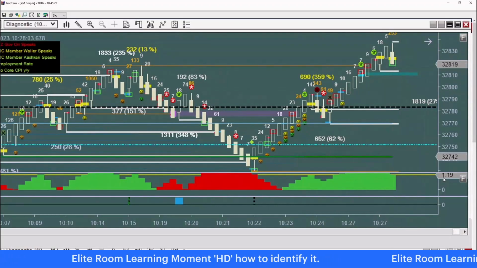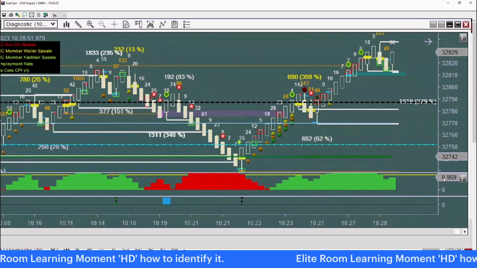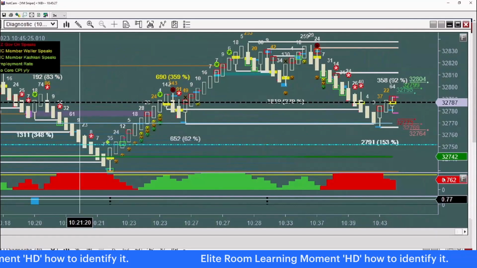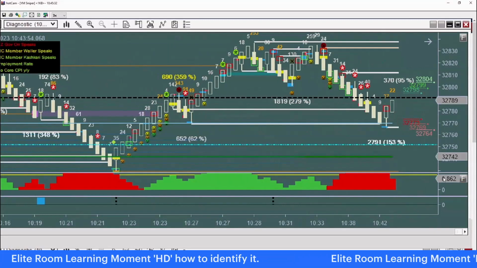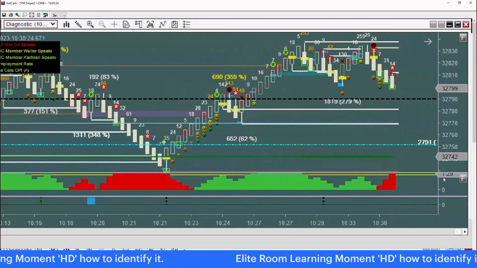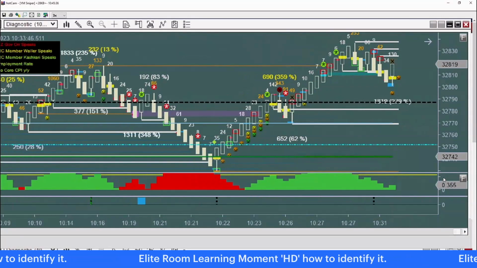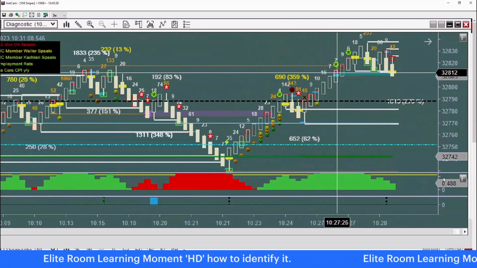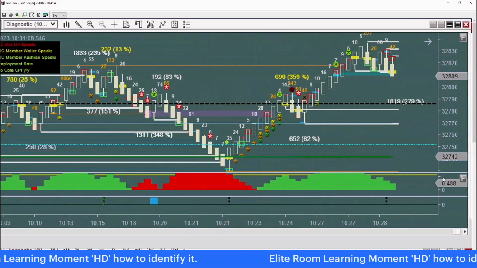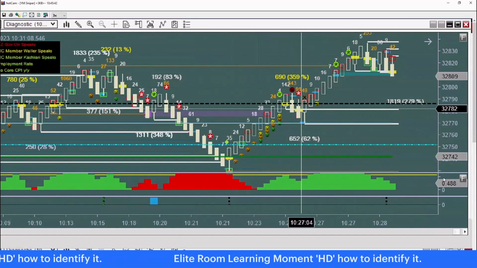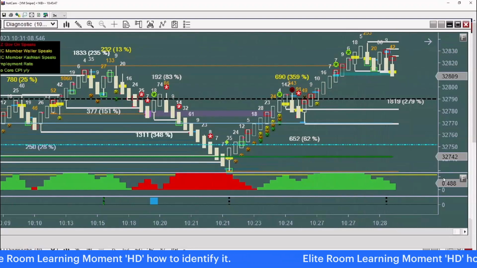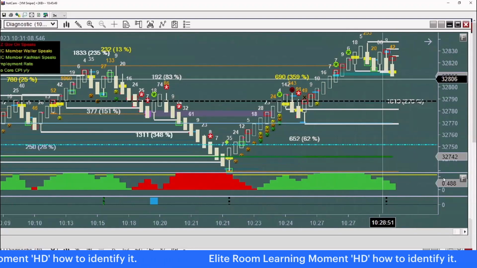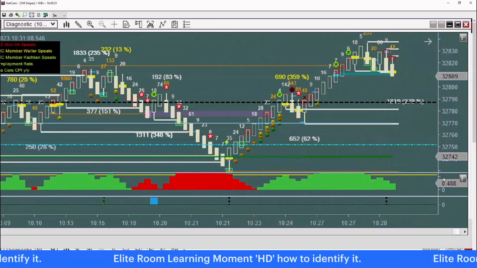Now we're going to wait and see where this pullback ends up. Sorry. But, okay, so we started here. We had a first pullback. Now we're on the second. We're waiting to see where that ends up. There would be HD on each of these bars in live.